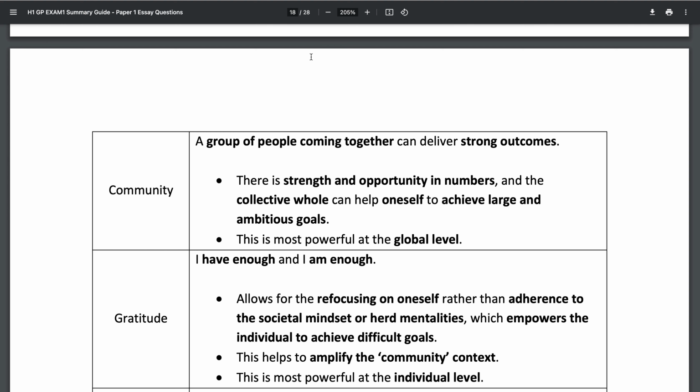Right? So it is about the community. It's about coming together and achieving great things. For example, those of you that study geography, you should know about the Kyoto Protocol. It's about coming together. We can actually make a difference by coming together. Okay?